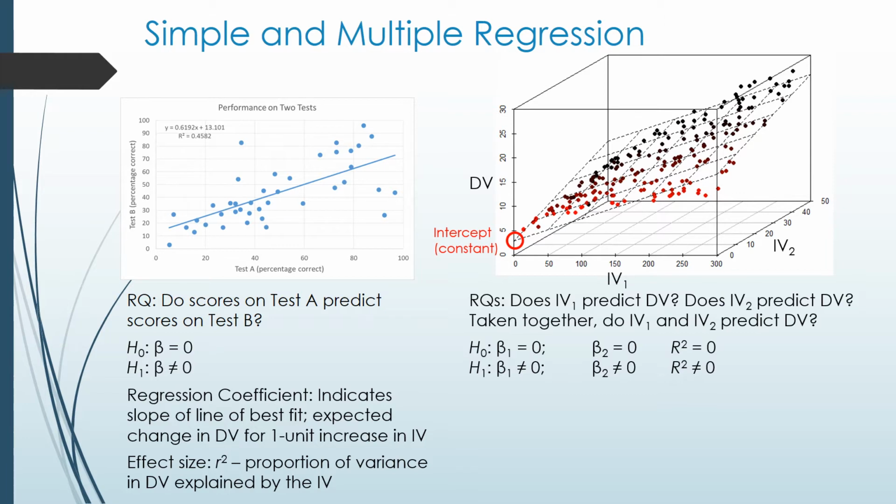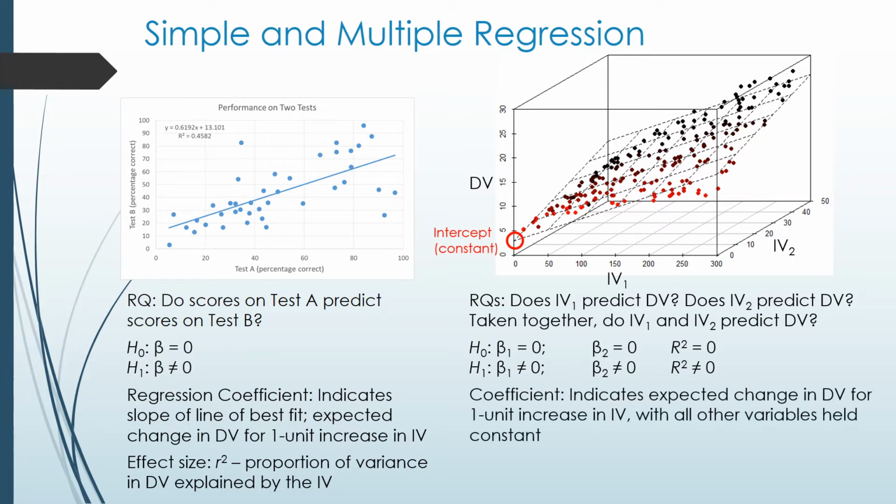And then finally, that capital R squared, which is called the multiple R squared, represents the overall model. So that answers the question: taken together, do the 2 independent variables predict the dependent variable? That's our third test that we're going to do in evaluating the results of multiple regression.